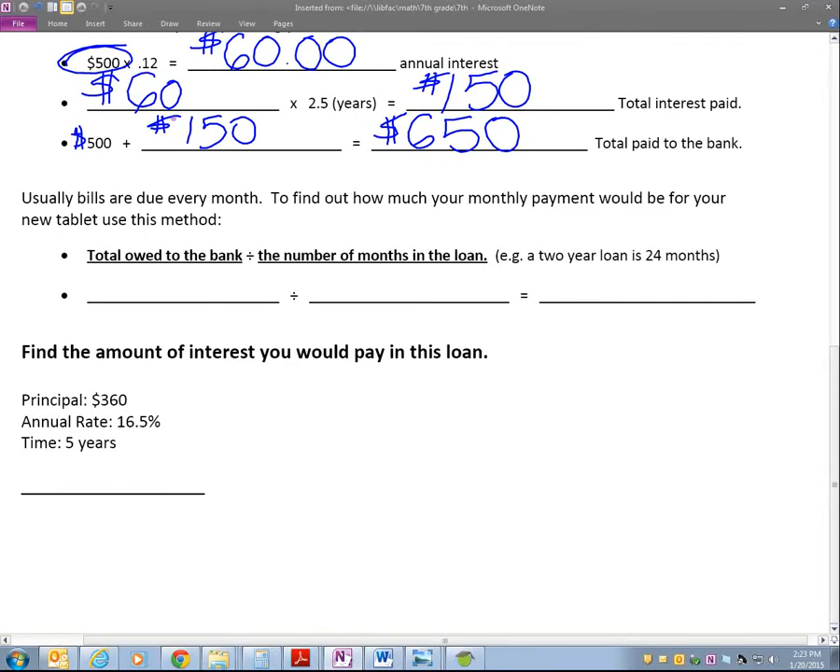It says here, utility bills usually are due every month, or whatever bills you have are usually due every month. To find out how much your monthly payment would be for your new tablet, we need to find out how much it would be each month. And the way that you do that is the total amount owed to the bank divided by the number of months on the loan. So what's the total amount owed to the bank? What did we just find, Freddie?